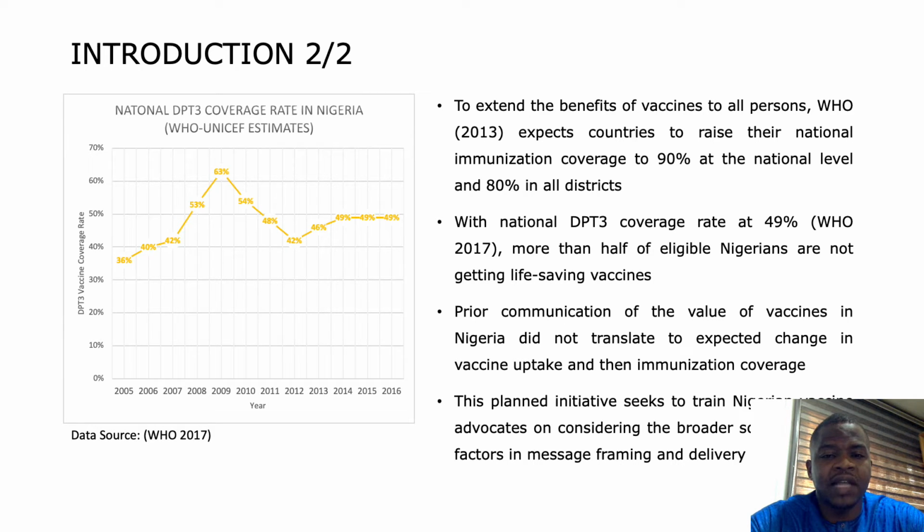And among other factors that have led to this, previously communication did not really translate to the expected change in terms of increased uptake and national coverage. So what we are proposing in this initiative is to train Nigerian vaccine advocates to consider a broader scope in communicating and message framing, one that considers other determinants of health, and not just saying, "Oh, vaccines prevent disease and prevent death." How else can you communicate about the importance of vaccines so that it resonates well with people in local communities?